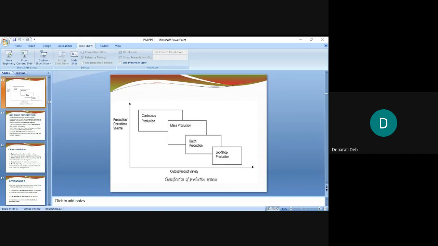Then what are the advantages of it? Because of general purpose machines and facilities, a variety of products can be produced. General purpose machines means that they can be synchronized with the type of product that is going to be produced. You don't have to change the programming every time. The machines are programmed in such a way that with the change of only the specification, you can produce a different variety of products. Then operators will become more skilled and competent, as each job gives them learning opportunities.